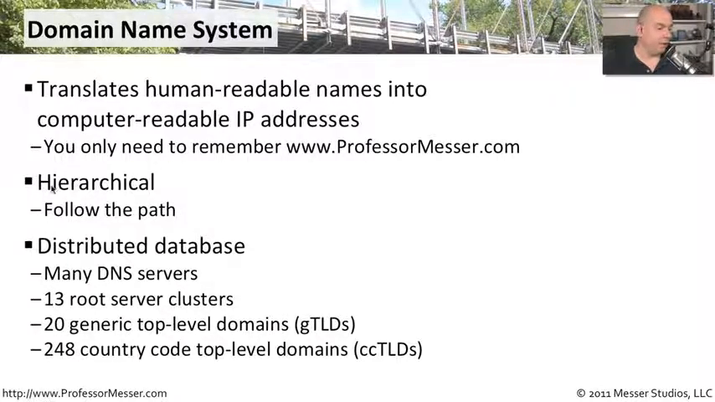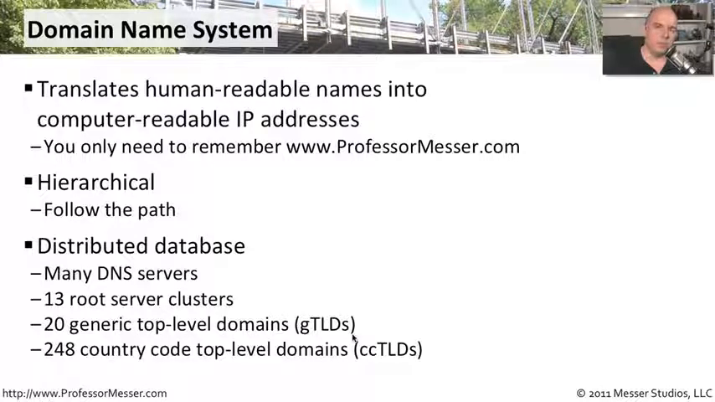For instance, there are 13 at the highest level, the root servers of the internet. There are 13 clusters of these servers out there. There are also these things called top-level domains. We'll look at this in a moment, but there are 20 top-level domains out there on the internet, so you can think at least 20 different clusters of DNS servers that manage those, and 248 country code top-level domains. And then from there, it even goes further down in this hierarchical list.